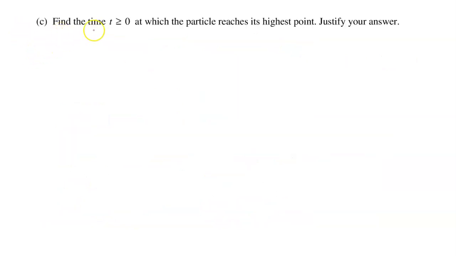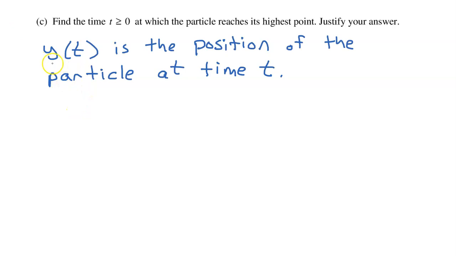Part C. Find the time t greater than or equal to 0 at which the particle reaches its highest point. Justify your answer. So remember, we're talking about a particle that is traveling strictly along the y-axis. It's moving vertically. We are not given the position function, but we know that y of t would be the position of the particle at time t. We know that the derivative of position is velocity.